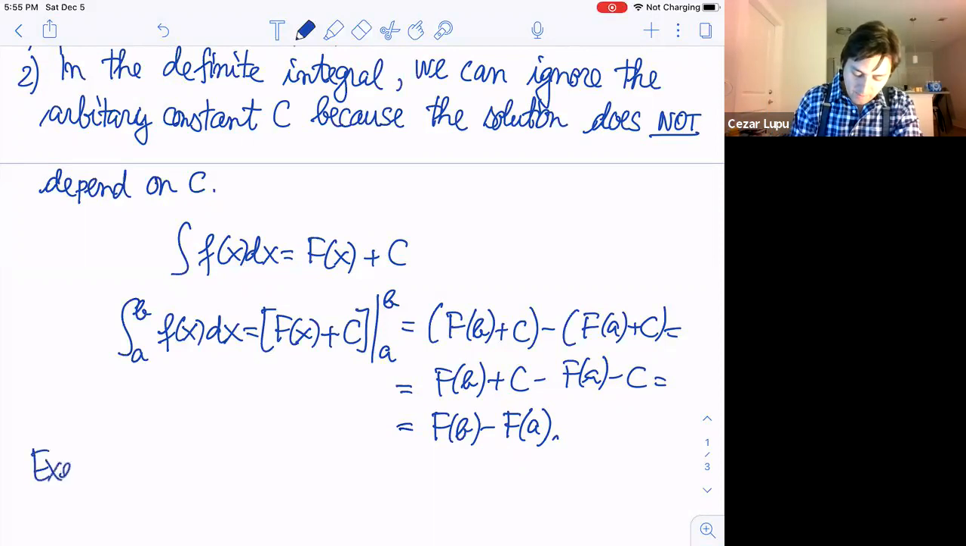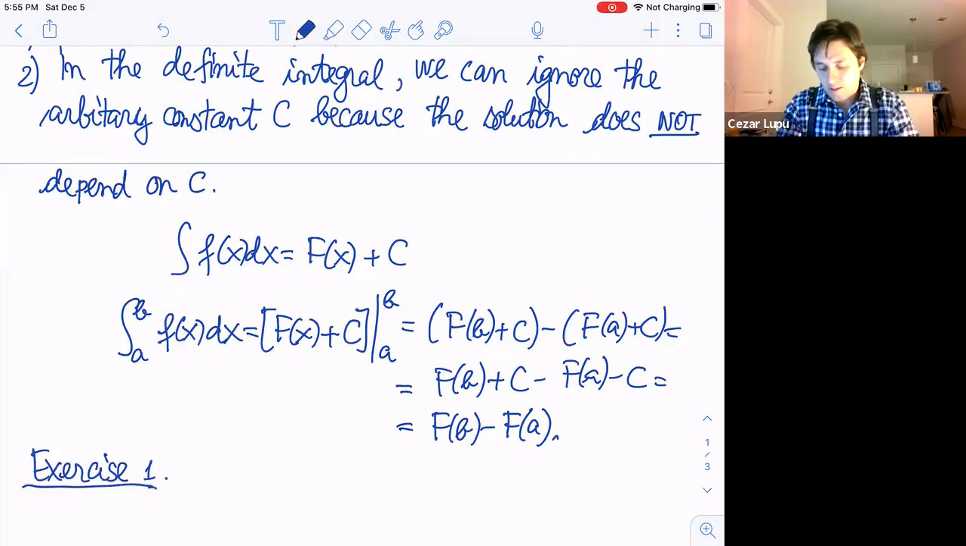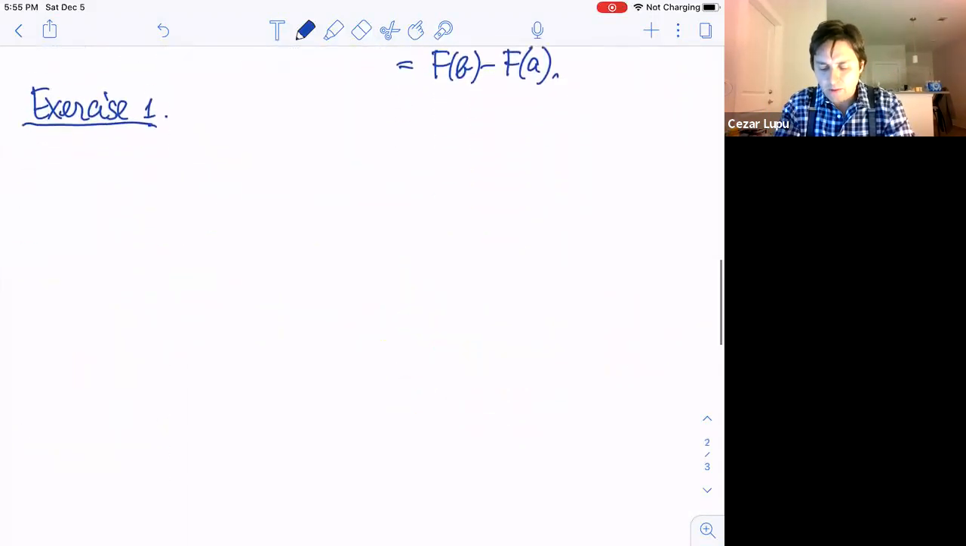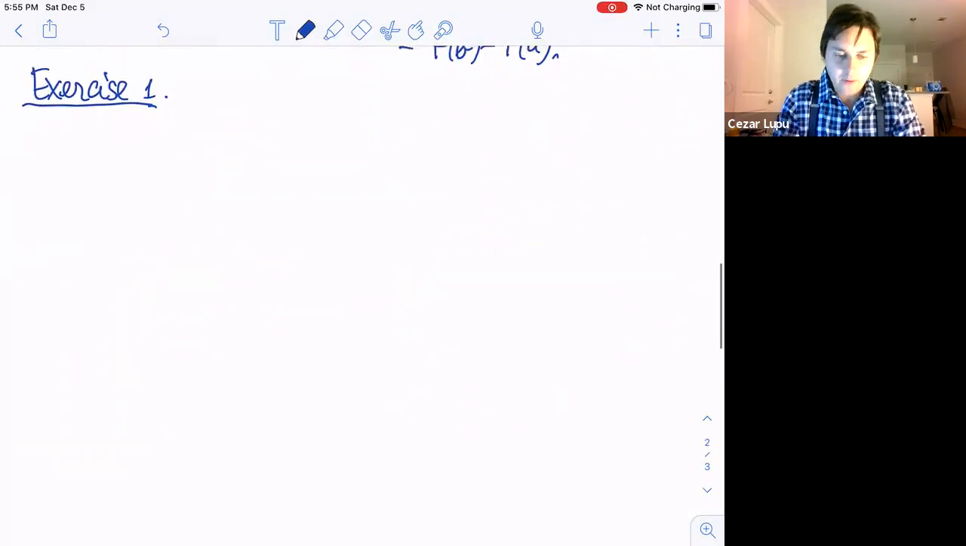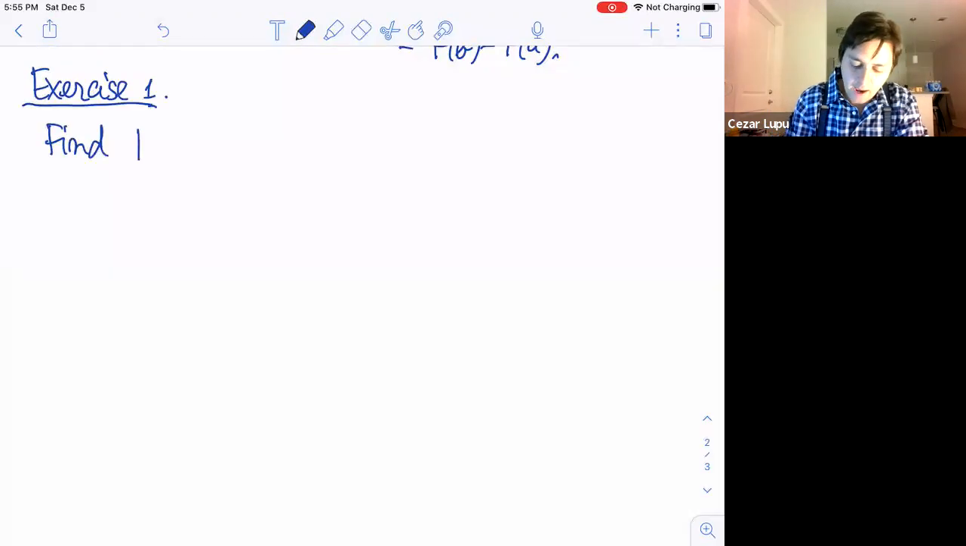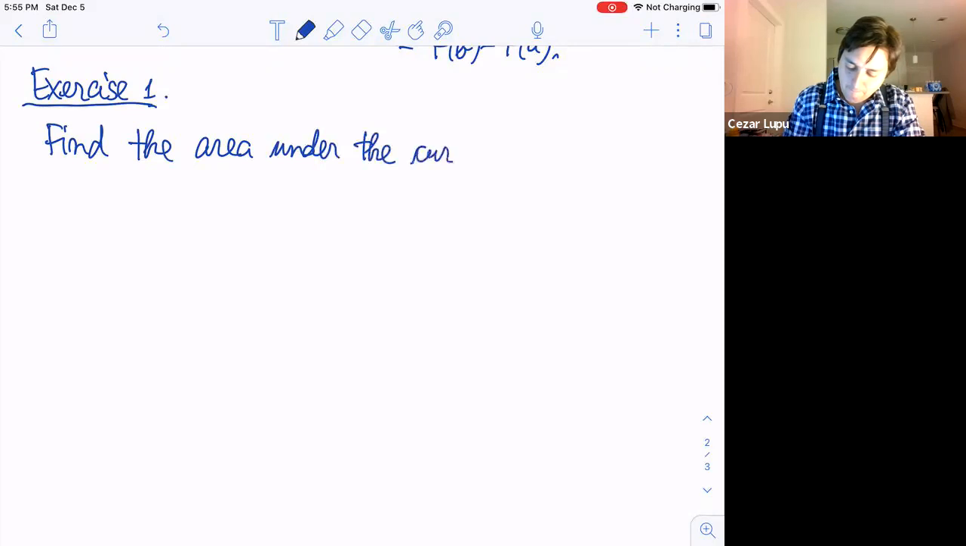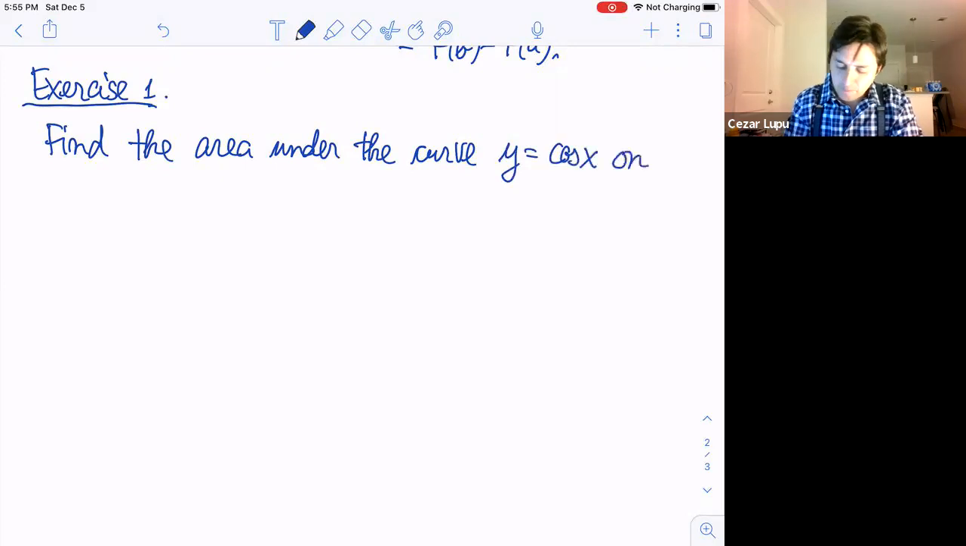So exercise, let's say exercise 1. So now we're going to do many examples of the fundamental theorem of calculus, and the way I'm going to interpret this will be in the following way. So find the area under the curve, and let's just take a curve. Let's say y equals cosine of x, and let's just pick an interval on negative pi over 2, pi over 2.